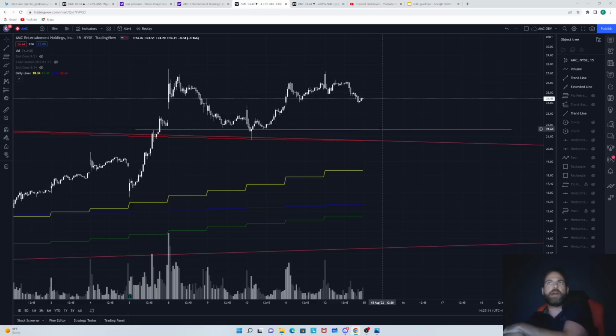I'll be looking for IV cooling off. I'll be looking for RSI cooling off. Be looking for weak price action from the bears. And then that's when I'll be looking at adding more shares and calls at that point in time.